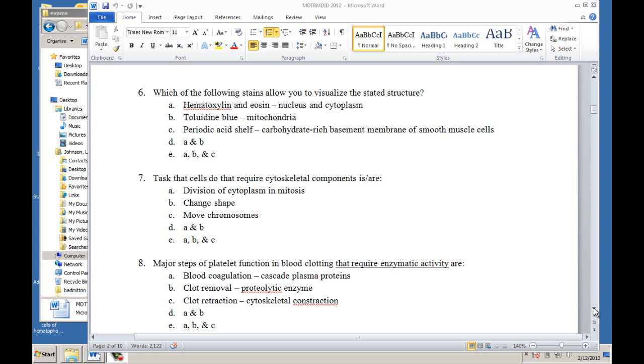Major steps of platelet formation in blood clotting that require enzymatic activity are blood coagulation, cascade of plasma proteins, yes, blood clot removal, proteolytic enzymes, yes, clot retraction, which requires cytoskeletal contraction, no. And so the answer is D, A, and B.